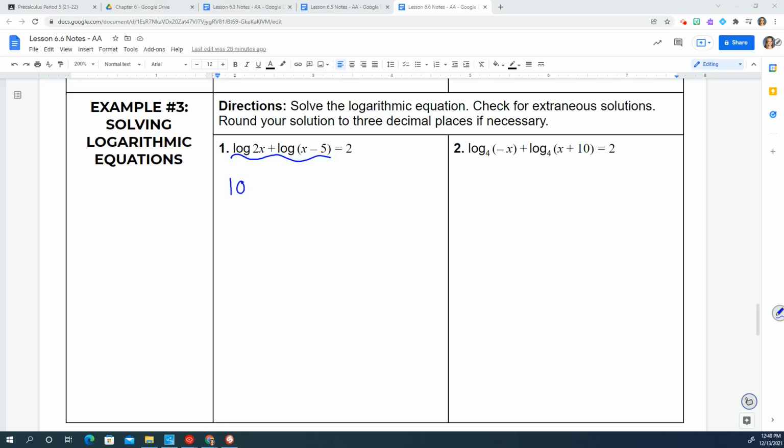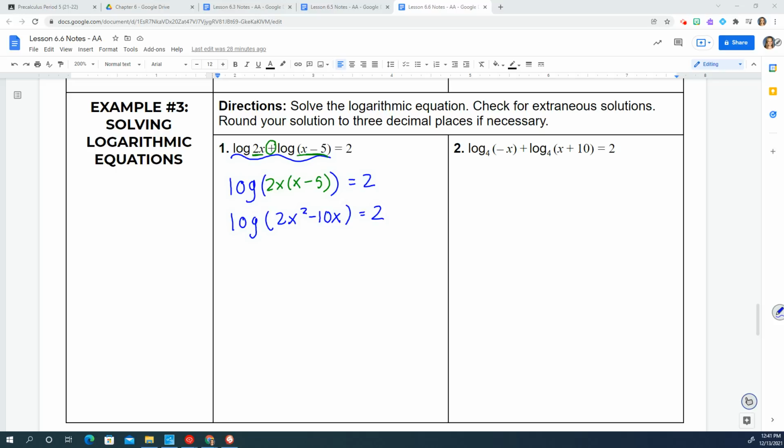One big happy log family. Let's see if we remember this. If I'm adding these logs, do you remember what we do with the 2x and the x minus 5? Multiply, yep. You're going to have to distribute. You're going to multiply those together. Remember doing that? Okay. So let's simplify that a little bit. We get 2x squared minus 10x. So you have to condense first.